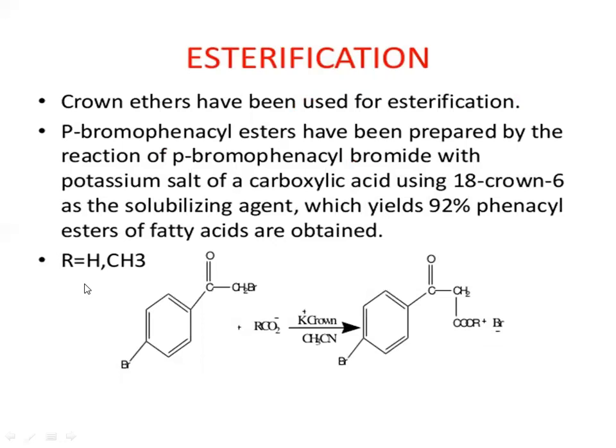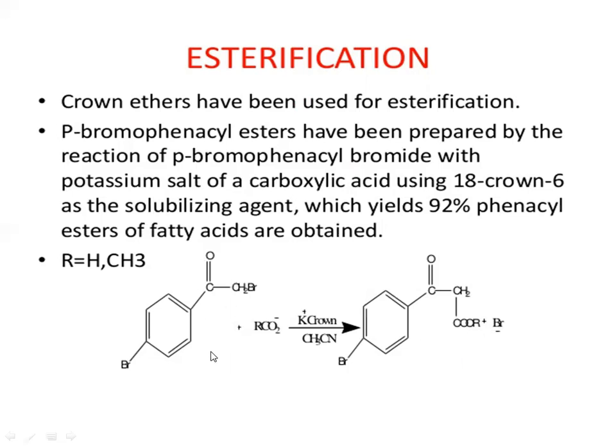Okay, next is the esterification reaction of a crown ether. Crown ethers have been used for esterification. Esterification means the addition of an ester group; an ester group will be there in the product. Let's see, para-bromophenol is our first reactant. A para-bromophenol ester can be prepared by the reaction of a para-bromophenacyl bromide with the potassium salt of a carboxylic acid, using 18-crown-6 as the solubilizing agent, which yields 92% of the phenacyl ester of a fatty acid, which we are going to obtain.